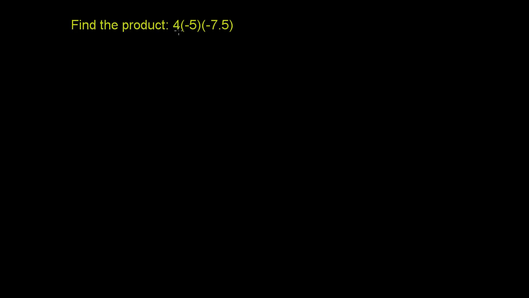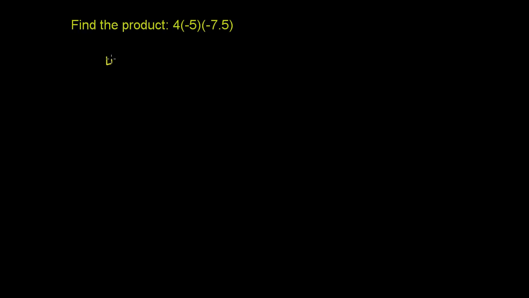Find the product 4 times negative 5 times negative 7.5. So we're just multiplying three numbers right here. Some are positive, some are negative. We could actually do this in any order, but let's just go left to right. So let's start with the 4 times the negative 5. And then we'll multiply whatever we get there times negative 7.5.